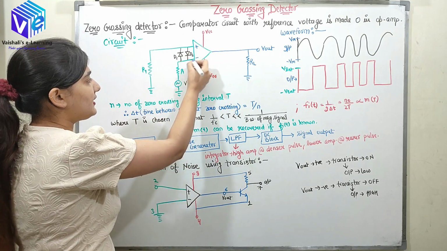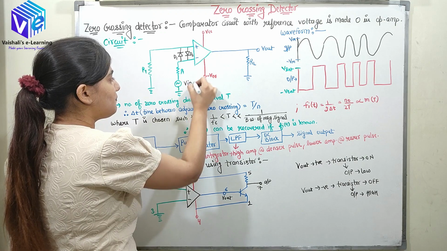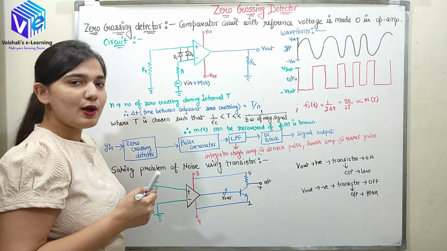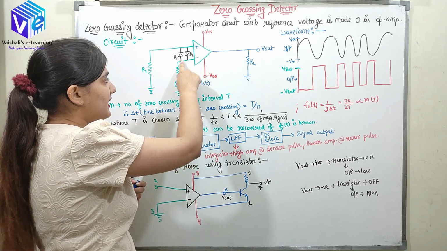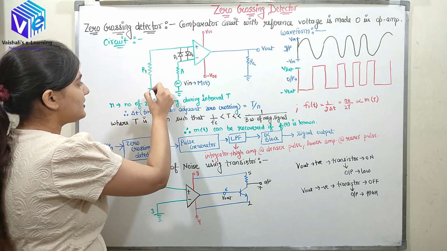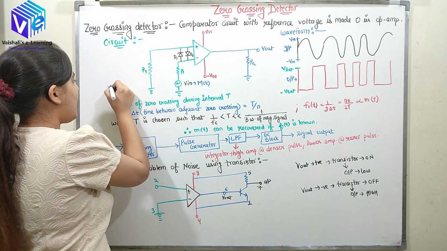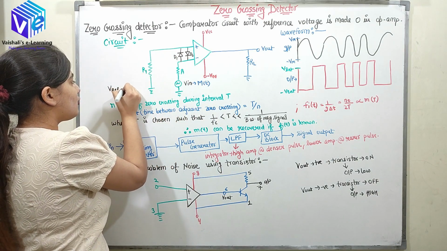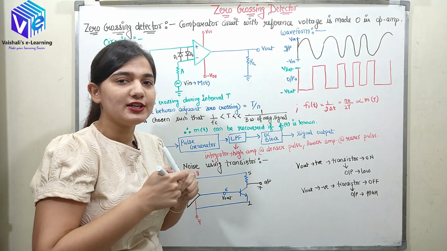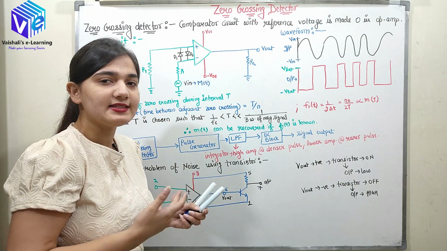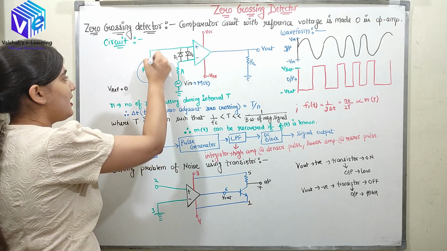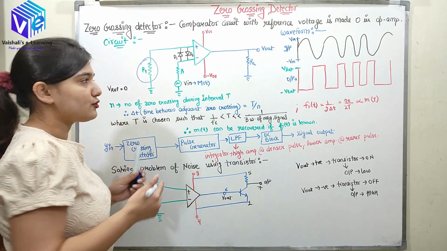Here at the negative terminal I have supplied the input voltage. The input voltage is my modulated signal. So m(t) is supplied at the negative terminal and the positive terminal is grounded. So here I have made the reference voltage 0. Whenever I take the reference voltage to be 0, it will act as a comparator with 0 reference voltage. Here I have also taken R1 as a resistor.